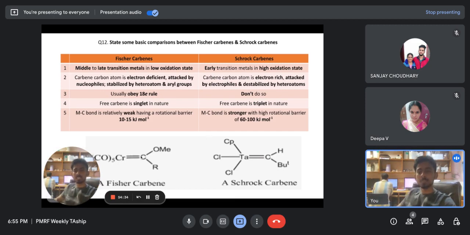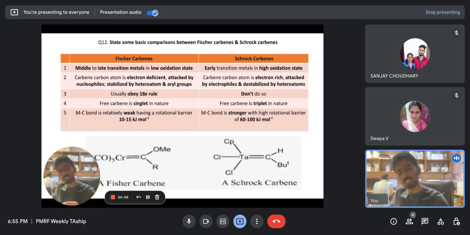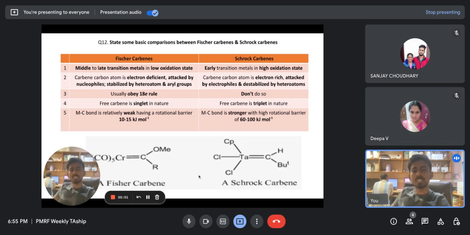The metal carbon bond, you can see, is a double bond in both, but in the case of Fischer carbene, the bond is relatively weaker, with a rotational barrier only in the range of 10 to 15 kilojoules per mole. In the case of Schrock carbene, the metal carbon bond is stronger with a high rotational barrier, 60 to 100 kilojoules per mole. So the rotational barrier around this metal carbon bond is quite high. Here I can suggest a possible reason why: this is chromium, this is carbon, and the metal is meant to be electron deficient or positively charged, and carbon is electron rich, negatively charged.